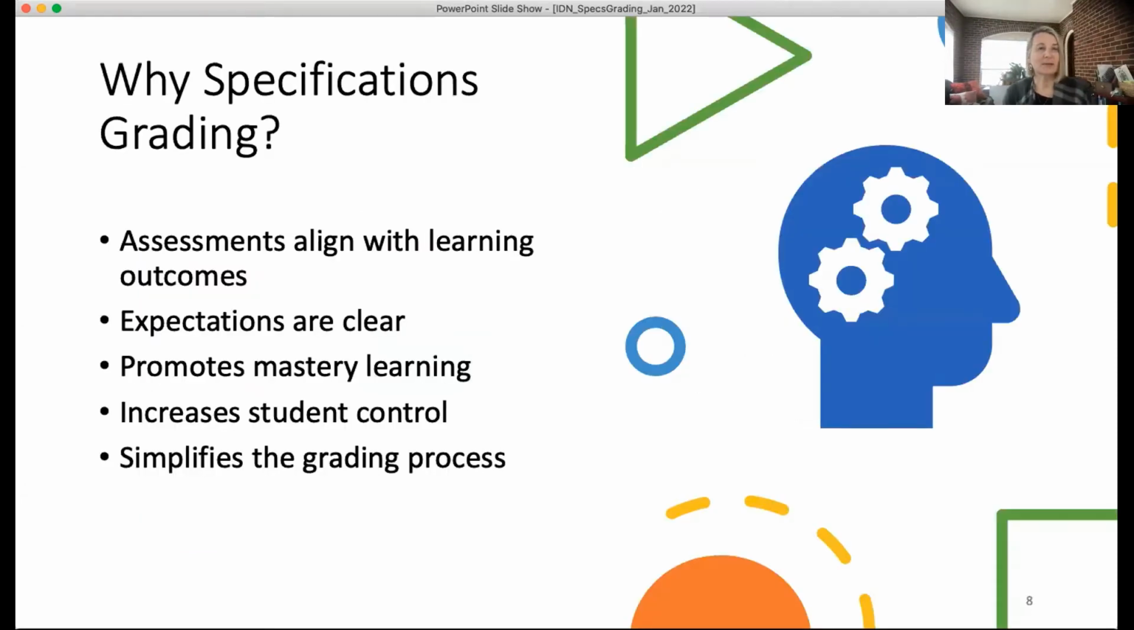So if you use specifications grading, you should have good alignment between your assessments and the learning outcomes. Now, ideally, you would have had that already, but in practice, there are lots of examples where that hasn't been the case. The expectations should be really clear for students. And sometimes I remember back to when I was an undergraduate and the directions that we would get for assignments.